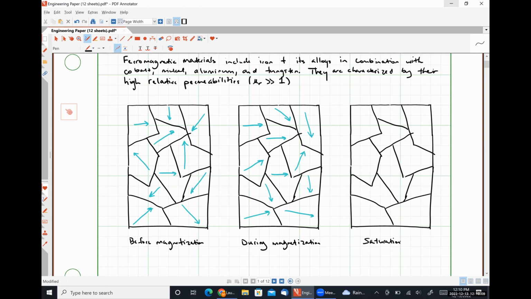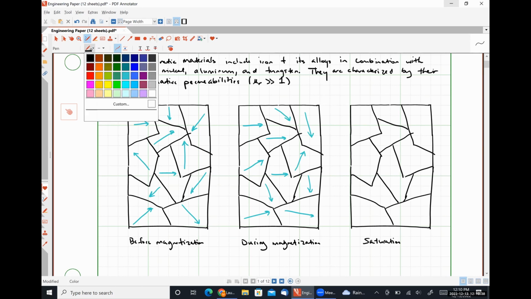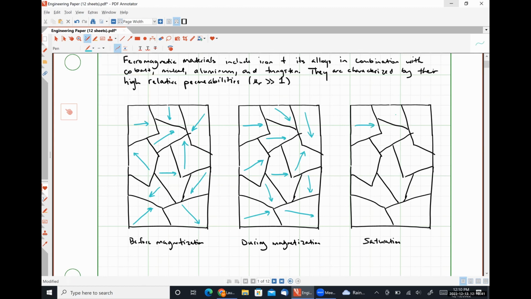Now, there's going to be a certain point at which we can't align the domains any more than they already are. If they're all directed to the right, if we increase the current in our coil, therefore increasing H, we're not going to see a corresponding increase in B because the field can't be any more directed exactly to the right. So that's what saturation is going to look like. All of our field lines are going to be directed to the right in the exact same direction. And we call it saturation because an increase in H field does not yield a corresponding increase in B field.